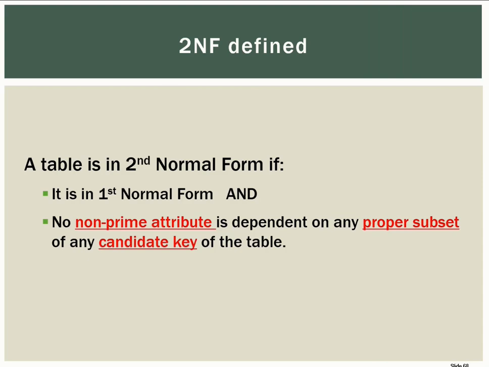As a reminder, a table is in second normal form if it is in first normal form, and no non-prime attribute is dependent on any proper subset of any candidate key of the table. Again, the table must have at least one composite candidate key consisting of 2 or more fields. If your table does not have a composite key, then it is automatically in second normal form.